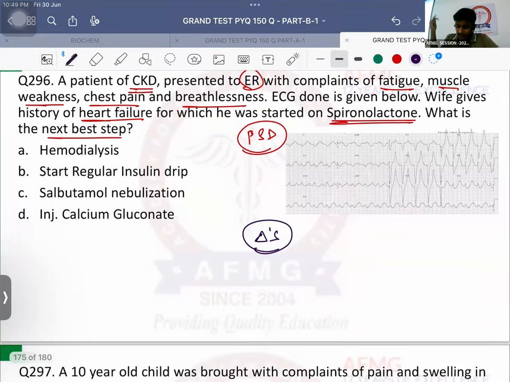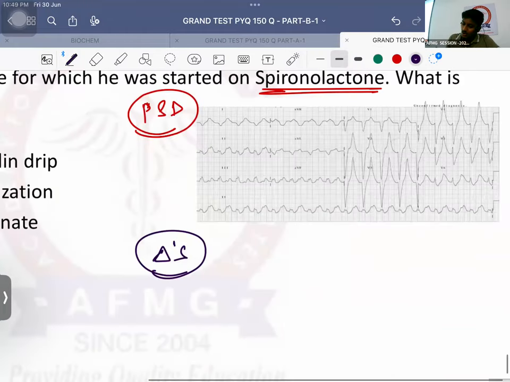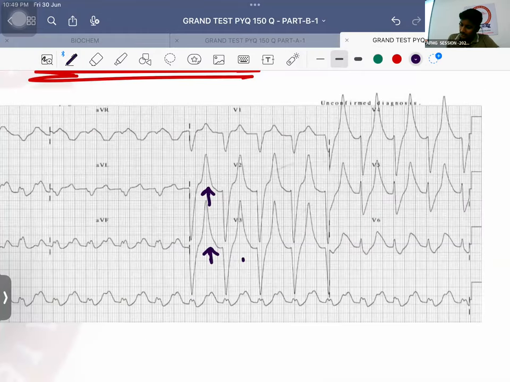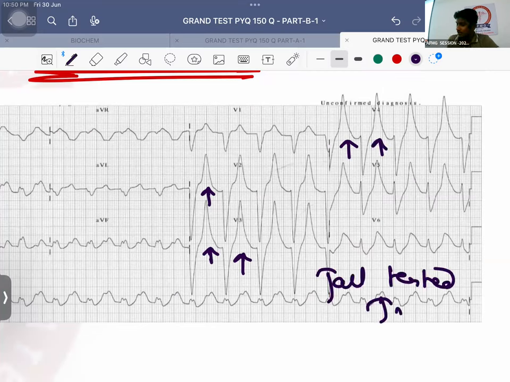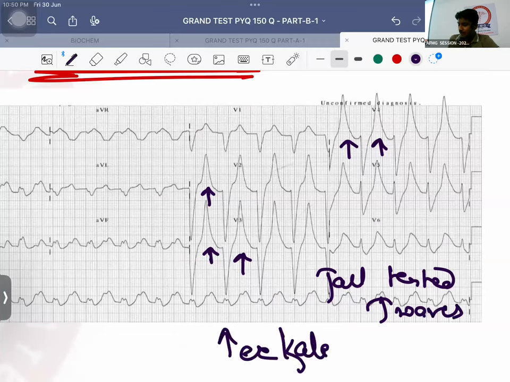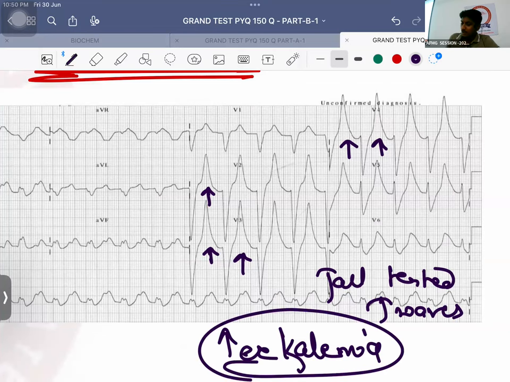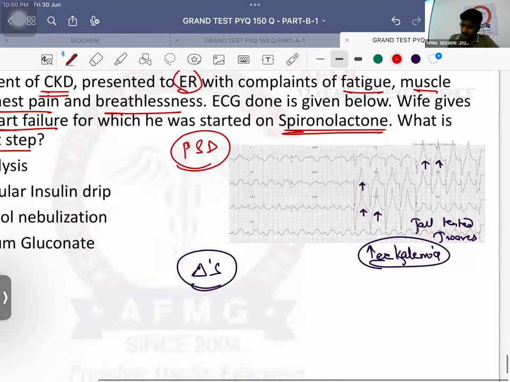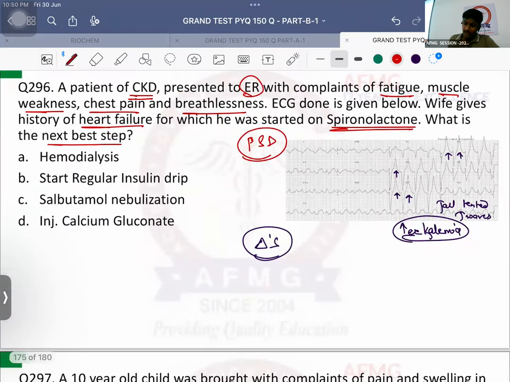The patient definitely has fatigue, weakness, chest pain and breathlessness. Along with that, can you see what the ECG shows? Tall, tented T waves. Tall, tented T waves on ECG are suggestive of hyperkalemia. So what should be done for hyperkalemia in an emergency? Please remember, it is calcium gluconate. The drug of choice for acute hyperkalemia is injection of calcium gluconate 10%.